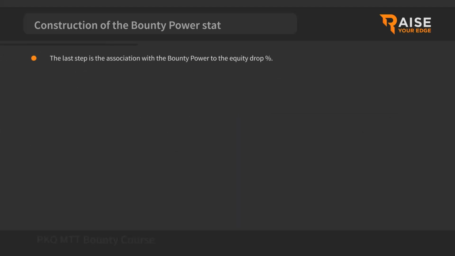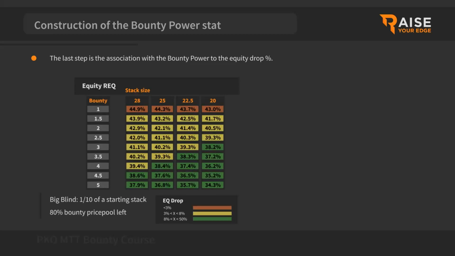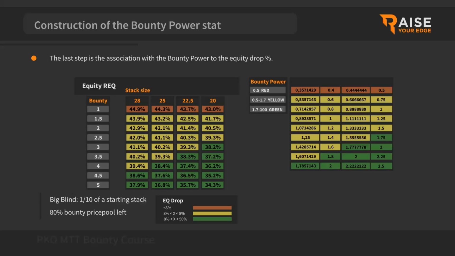Now we have to associate the number with the equity drop. And we again take the example with the big blind of 1/10 of a starting stack, where 80% of the bounty price should be left. And again, you get the color coding with the connected equity drop. And now we calculate the bounty powers for every scenario. So we have a stack size, we have a bounty, and we can do the calculation for the bounty power and we get a number.